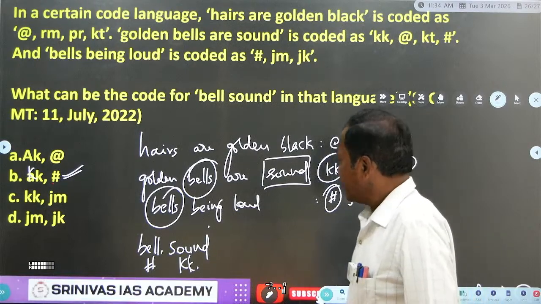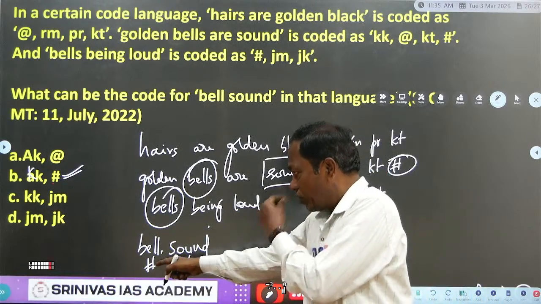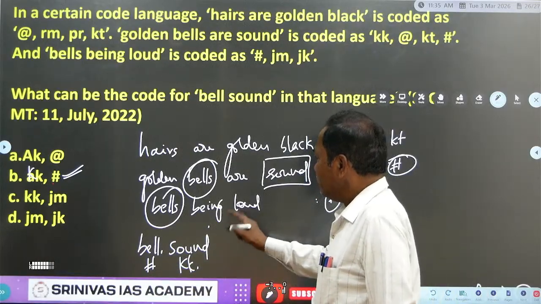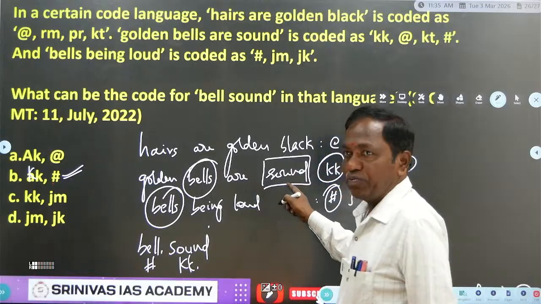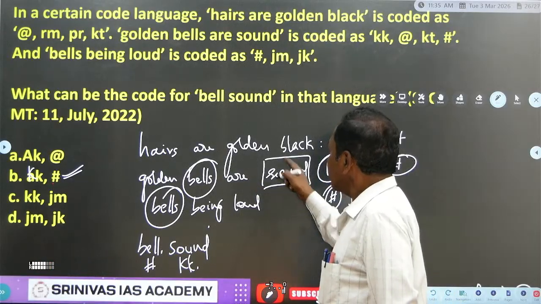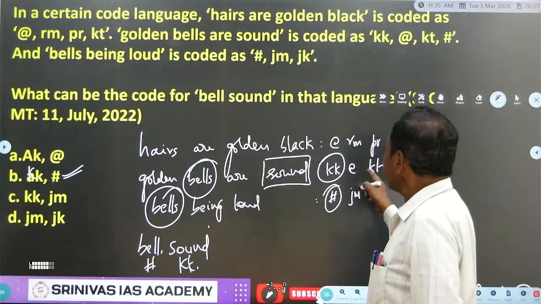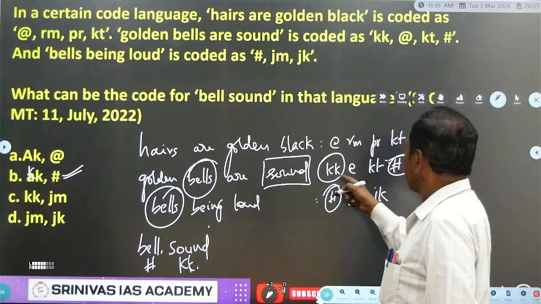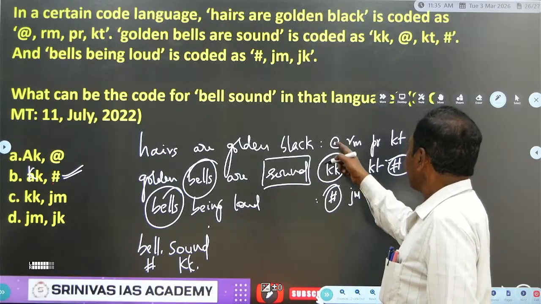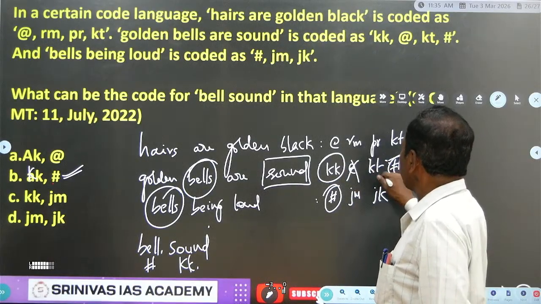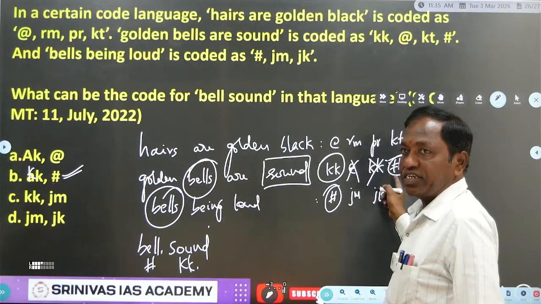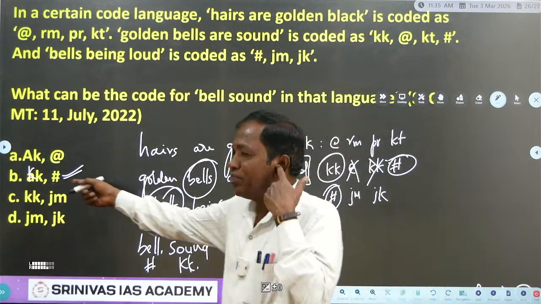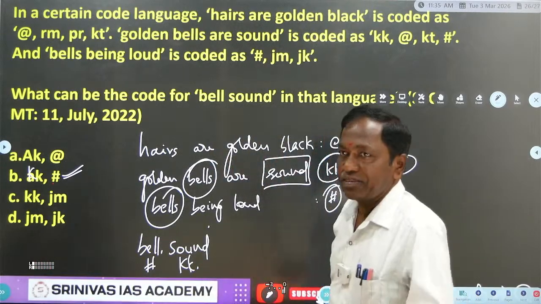Next, for bell the code is ASH. That's clear. And for sound, sound can be seen only in the second group, but sound is not repeated anywhere. Which element is not repeated here? KK is not repeated here. AT is repeated, KT is repeated. We don't want that. ASH is already taken. You can take KK. This is supposed to be KK, option B. Okay, you can go like that.